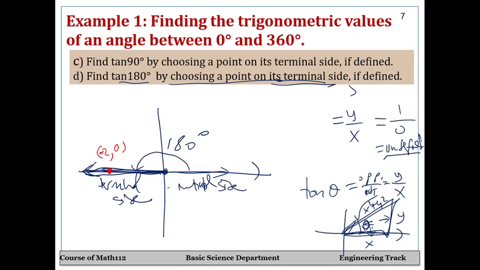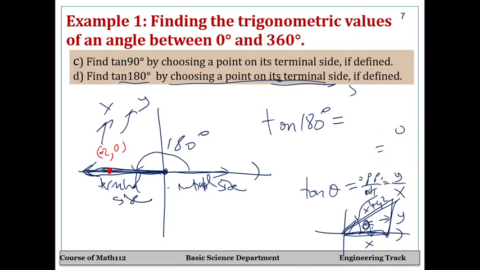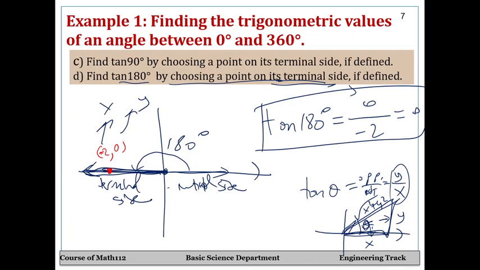Then I will use the same formula for tangent here. What's the formula for tangent? Tangent 180 is y over x. What is y? This is x and this is y, and then I put this x and y here. y over x, so y is 0, and x is -2, which gives 0. So what we get here is tangent 180 degrees is equal to 0.